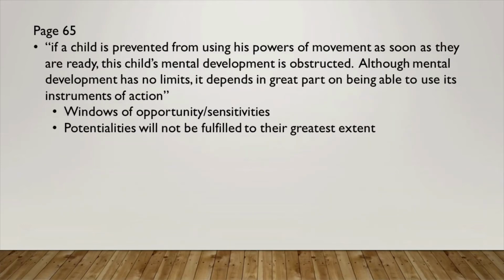On page 65, she says, "If a child is prevented from using his powers of movement as soon as they are ready, this child's mental development is obstructed. Although mental development has no limits, it depends in great part on being able to use its instruments of action." So here we're talking about those windows of opportunities, those sensitive periods. And just a reminder, the sensitive periods are language, order, refinement of the senses, refinement of movement. Those have windows of opportunities in the 0 to 6 age group. And if you miss those opportunities to develop according to the potentials there, it doesn't come around again later on in life.